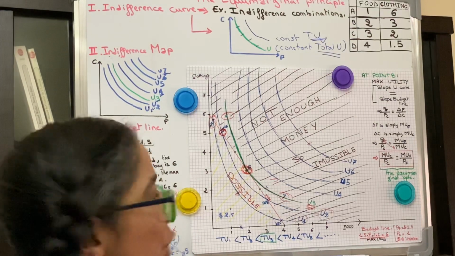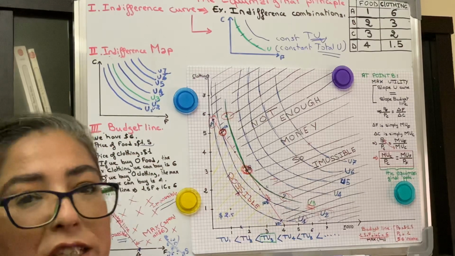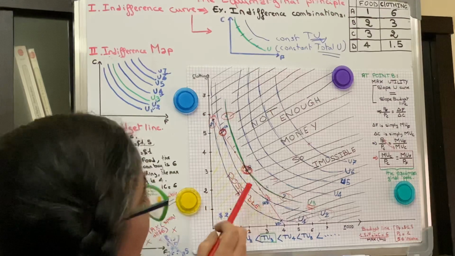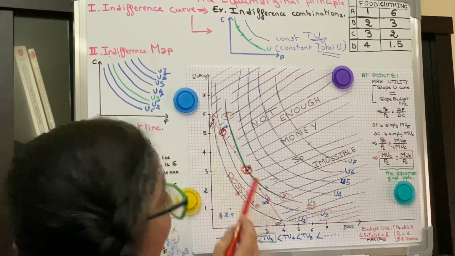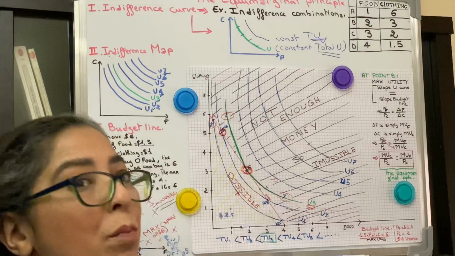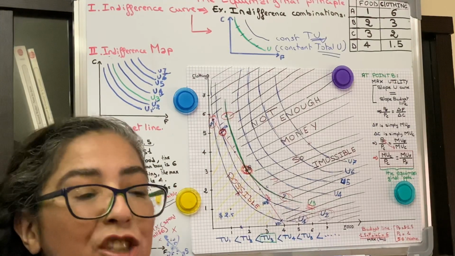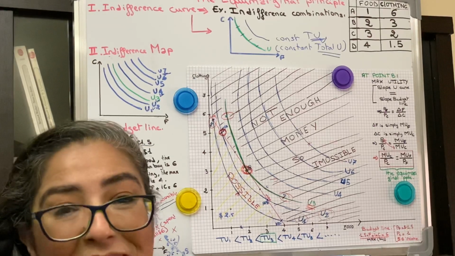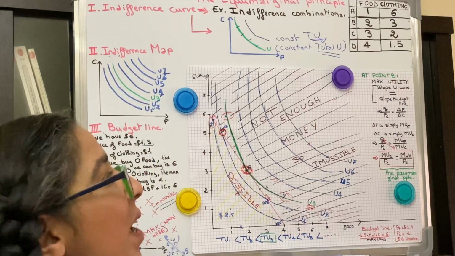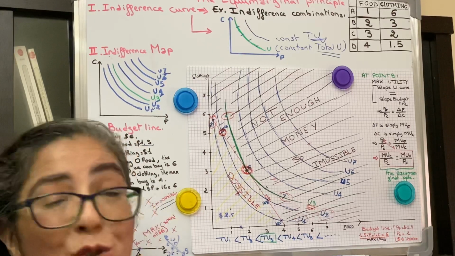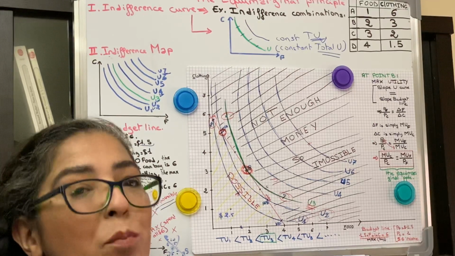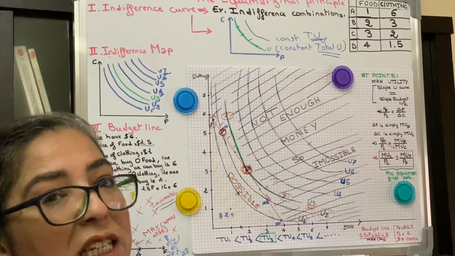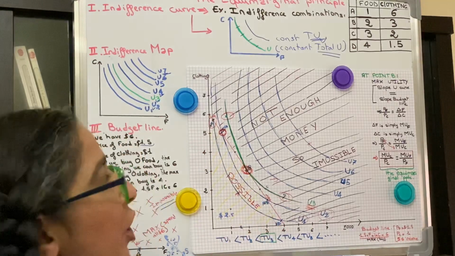Okay, so what's so interesting about this point is that mathematically, the slope of the curve and the slope of the line at this point, exactly the point of tangency, the two slopes are equal. And that's what we're looking for. The two slopes are equal at only one point, and that's the point of tangency between the highest utility you can achieve and your budget line.